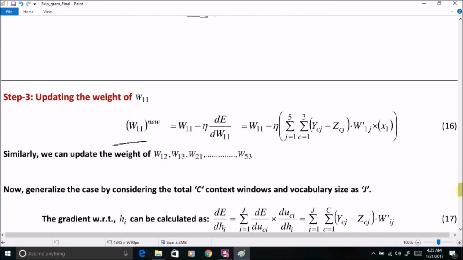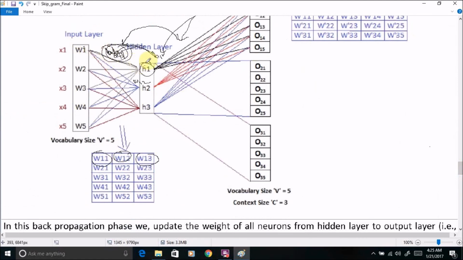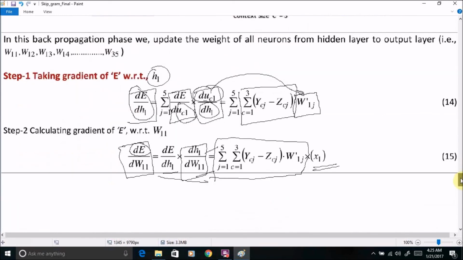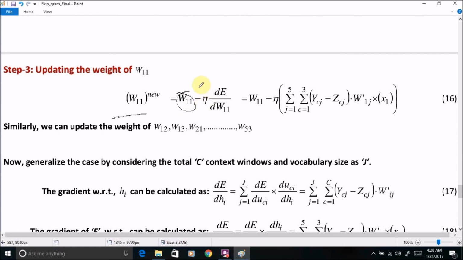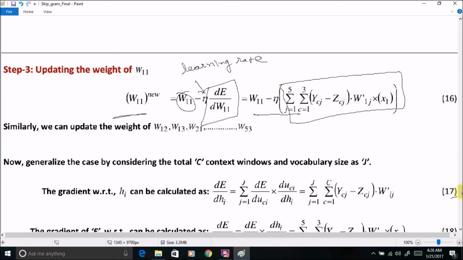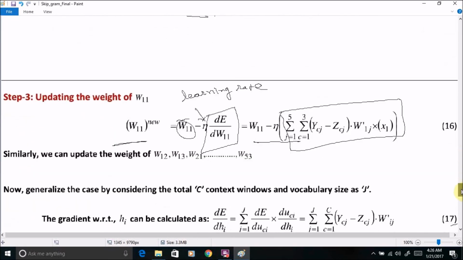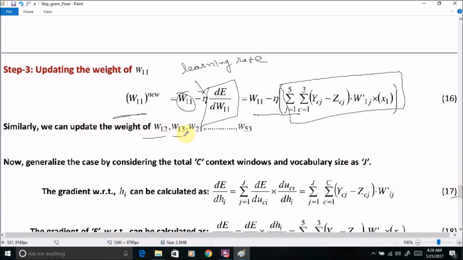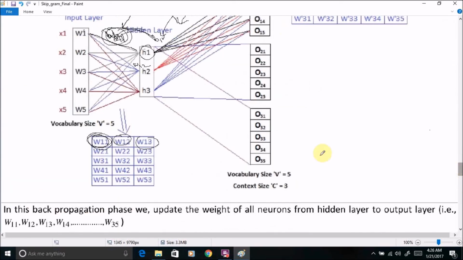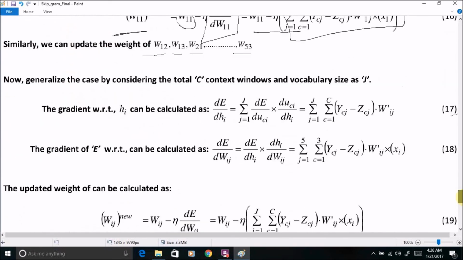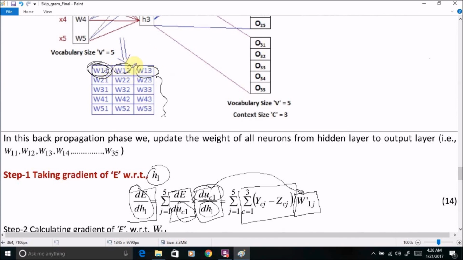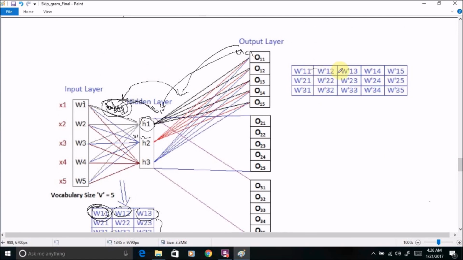So the new weight of neuron W11, this is our W11, also represented here, is the old weight of W11 minus eta, this is called the learning rate, times the derivation of E with respect to W11, which is calculated here in equation 15. So similarly we can update the weight of W12, W13, W21 and till W53. So these are the weights that we can update. And we can repeat the same back propagation steps until we get some optimal or stable weights of all these neurons in this matrix and all these neurons in this matrix.